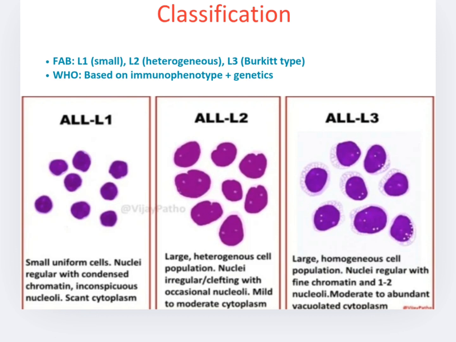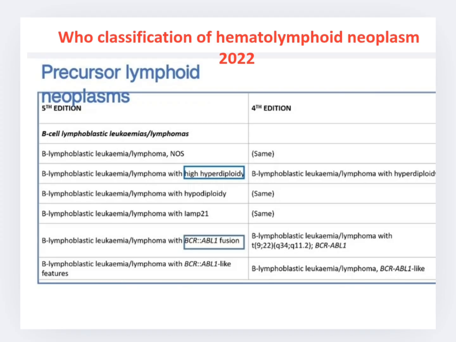Now moving on to the classification, there are two classifications: FAB classification and WHO classification. In FAB classification, there are L1, L2 and L3 blasts. L1 blasts are small uniform cells, nuclei are regular with condensed chromatin, inconspicuous nucleoli, and scant cytoplasm. While L2 blasts are a large heterogeneous cell population, nuclei are irregular with clefting and fine chromatin and 1 to 2 nucleoli. There is moderate to abundant vacuolated cytoplasm. So these are the L1, L2 and L3 blasts.